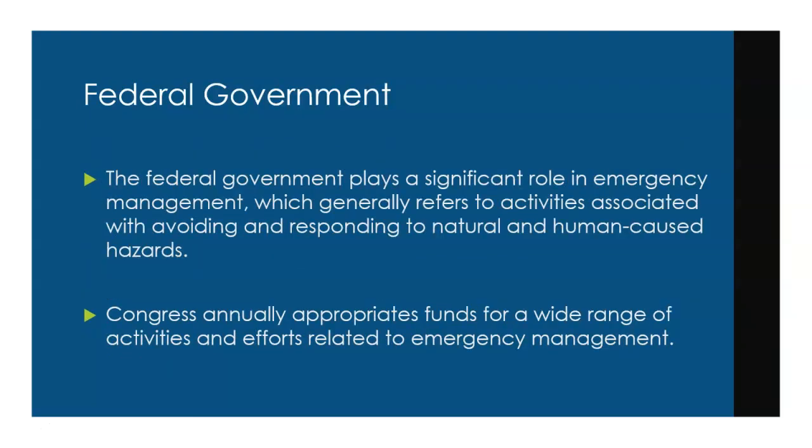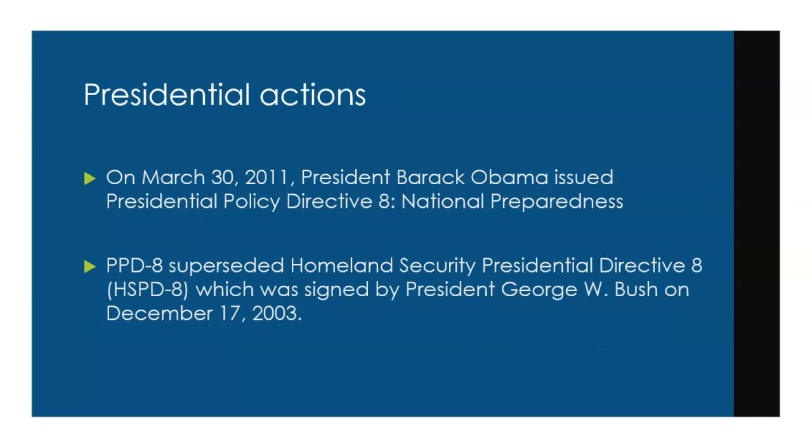So the federal government plays a part in the process of emergency management. There are rules and regulations. There are plans put in place that the government has set up for everybody to work with. On March 30th, 2011, President Barack Obama issued Presidential Policy Directive 8, which is for national preparedness. It superseded Homeland Security Presidential Directive 8, which was signed by George Bush on December 17, 2003.